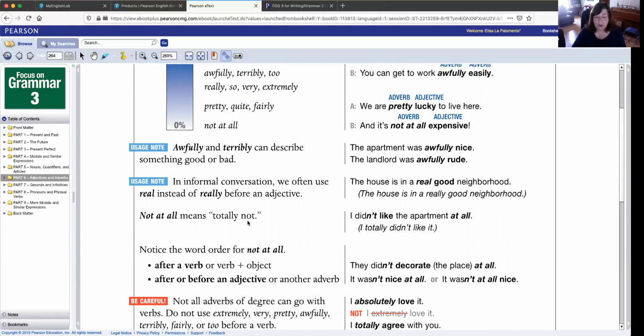Not at all means totally not, 0%. I didn't like the apartment at all, not even a little bit. I totally didn't like it.